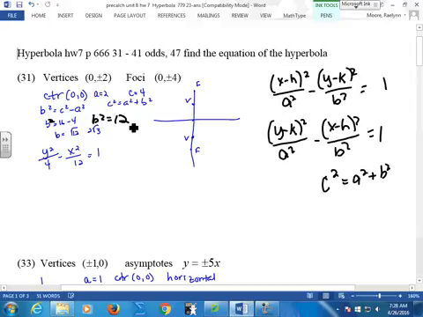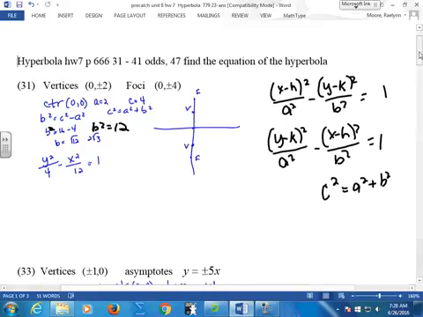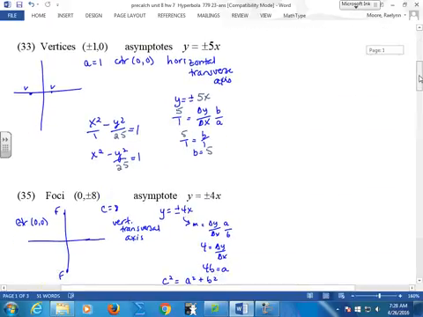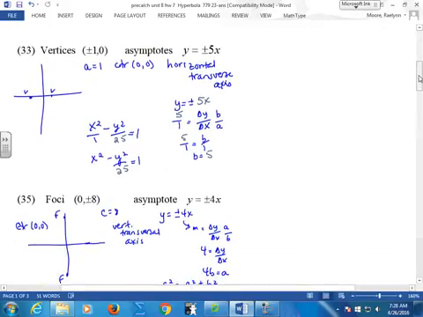And the center was at 0, 0. So in case anybody missed this part, or you can't remember this part. Again, you're given the vertices, so you determine from the vertices what the center is.